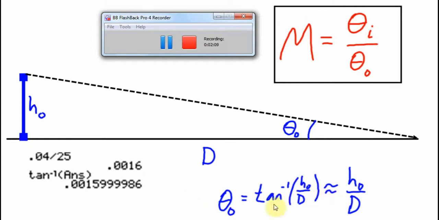But in any case, instead of taking time to do this arctangent, we save a lot of time in our proofs if we assume a small enough angle to take this approximation. So we're going to call our reference angle here HO over D, where HO is the height of the original object and D is our near point distance.